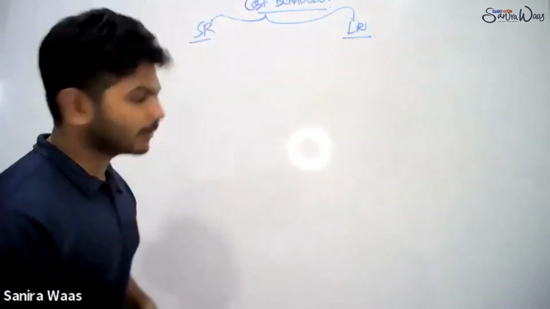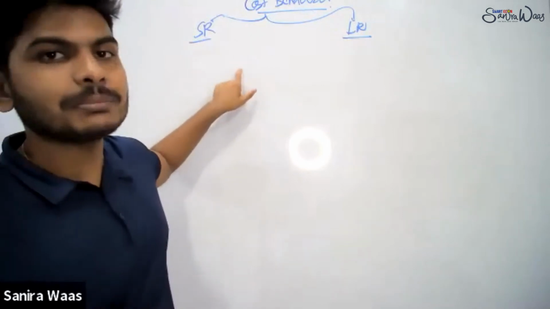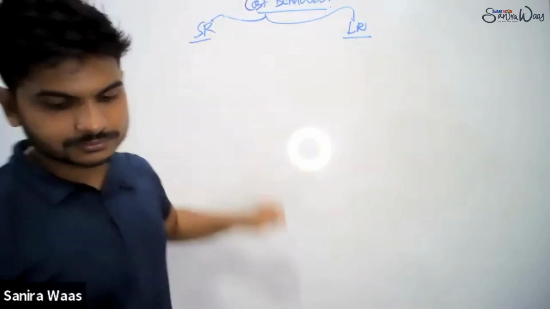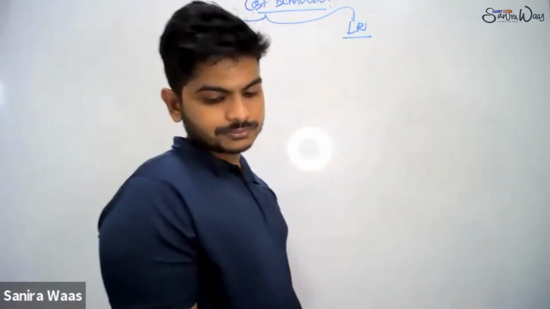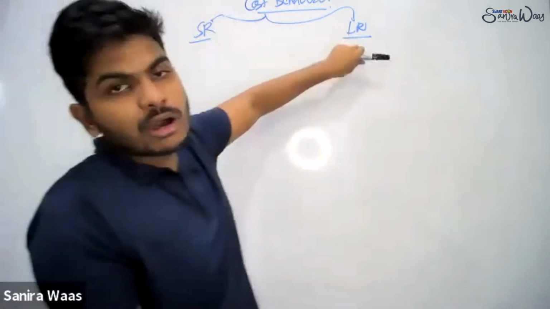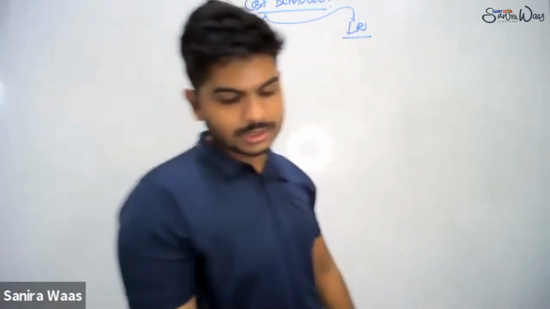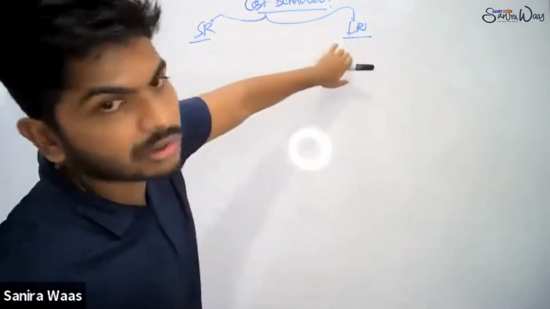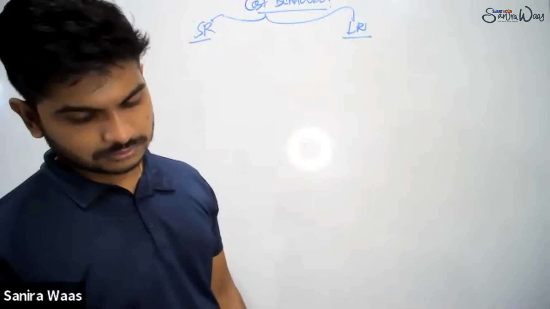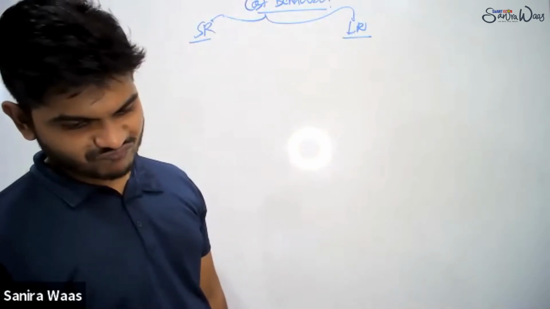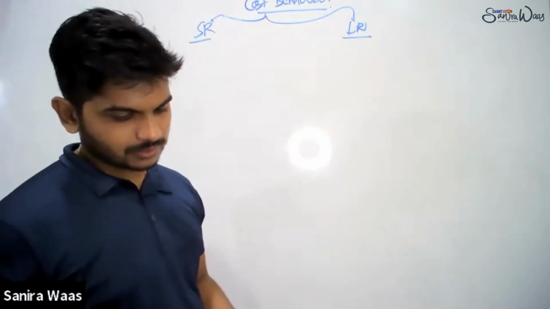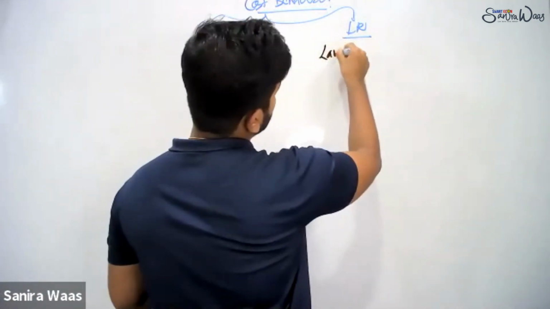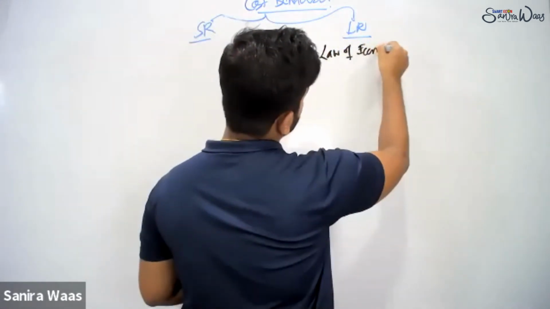Now my point: do we have a logic, a concept, or else a law, something to explain the short-term? Do we have anything like that? Do we have anything for the long run? What is there for the long run? What is the cost behavior? How to explain the cost behavior in the long run? Yes, we have it here. We have the law of economies of scale.